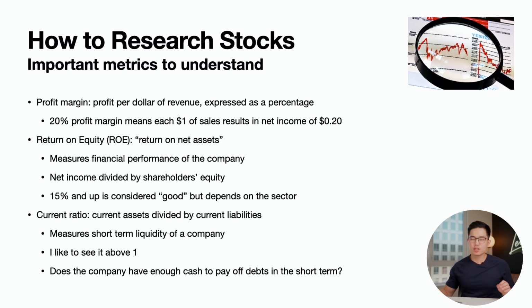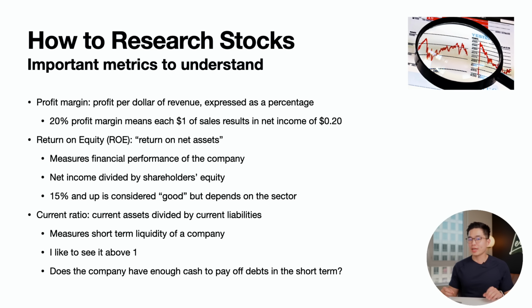It's pretty complicated to actually understand what goes into calculating this, but basically it measures the financial performance of a company. What you're gonna do is take the net income and divide it by the shareholders' equity. A return on equity of 15% and up is considered good, but it really does depend on the sector.